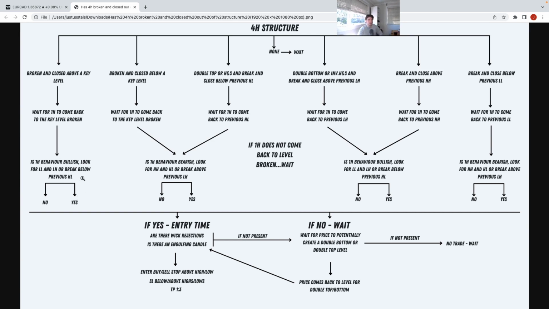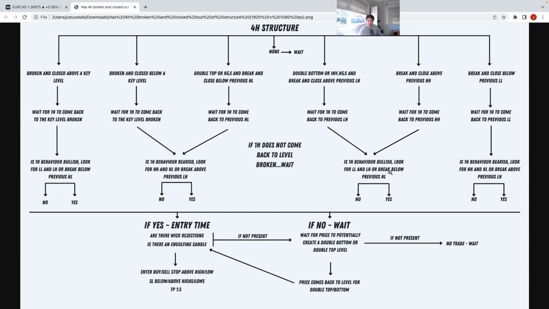Okay. So what we have here is probably the next step. These are all pretty much the exact same step. They're just one's for a bullish and one's for a bearish setup. We can see we have double bottom, inverse head and shoulders, break and close above the previous lower high. So that's going to be bullish. And same with this, break and close above the previous higher high, it's going to be bullish.